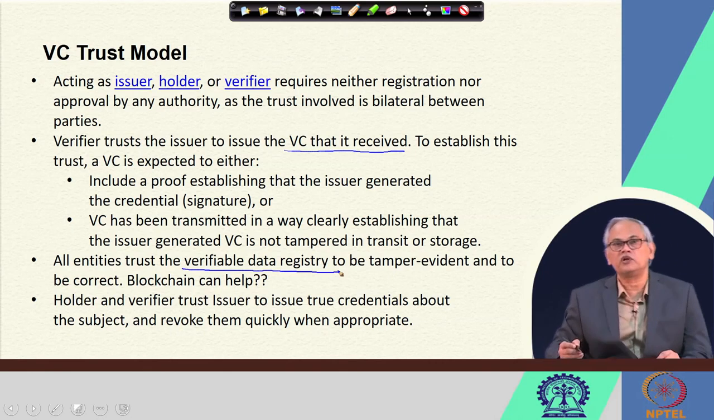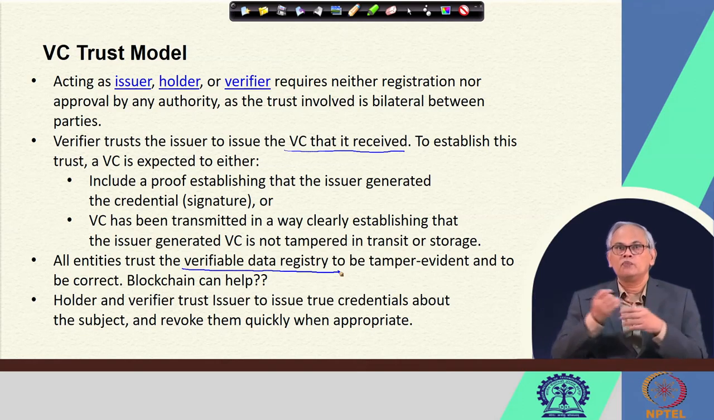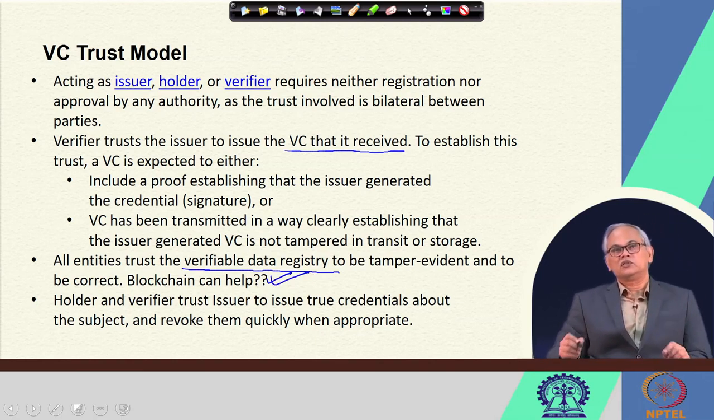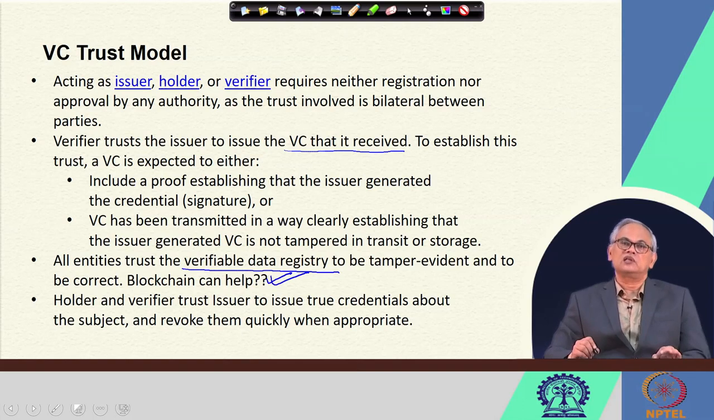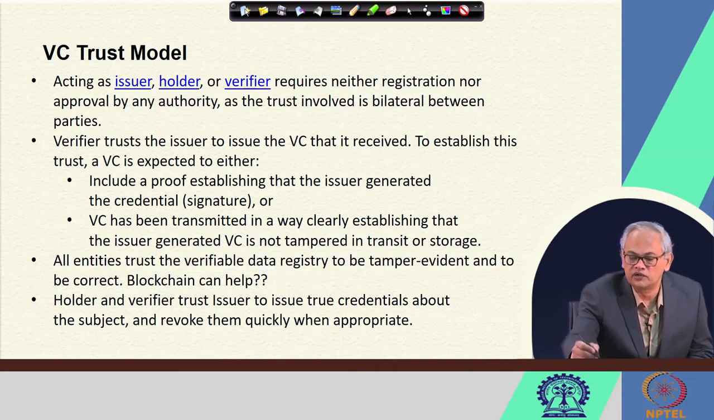This is very important, and that is why we are discussing it in this context: it should be tamper evident. That means if it is tampered with, it would be detectable. That is the crux of why we are talking about these VCs in this context, because as you can now understand, blockchains can help. They present a methodology by which whatever is entered in the data registry can be verified by anybody, and if any changes were made, people would be able to detect them. And the holder and verifier trust the issuer to issue true and not false credentials about the subject, and to revoke them quickly when appropriate.